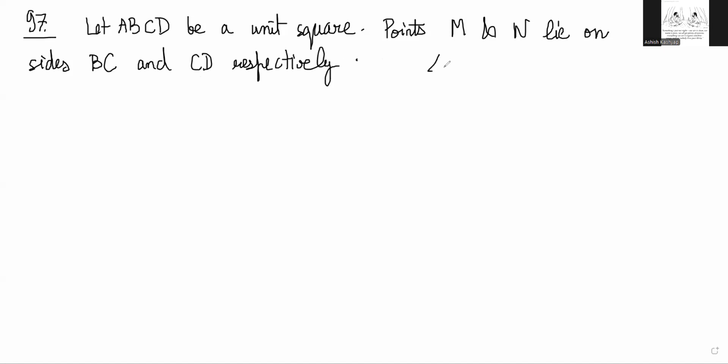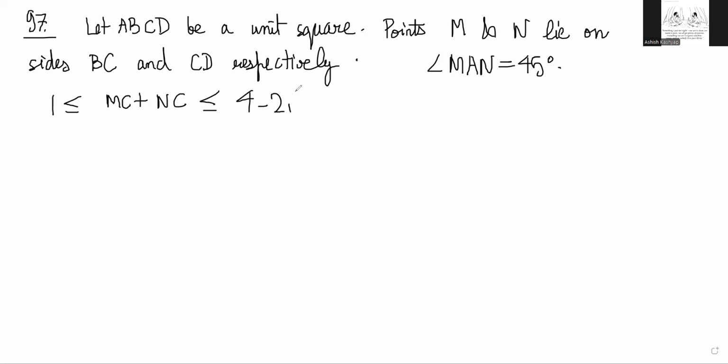It is given that angle MAN is 45 degrees. And we have to prove that 1 is less than or equal to MC plus NC, and that is less than or equal to 4 minus 2 root 2.